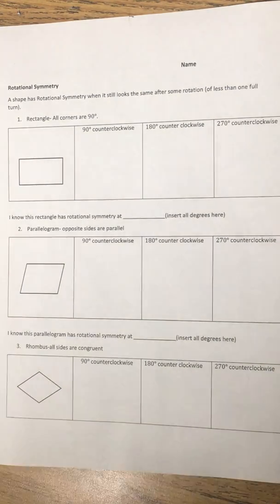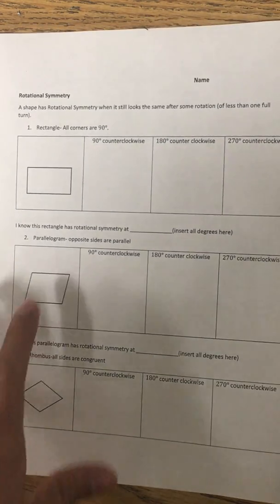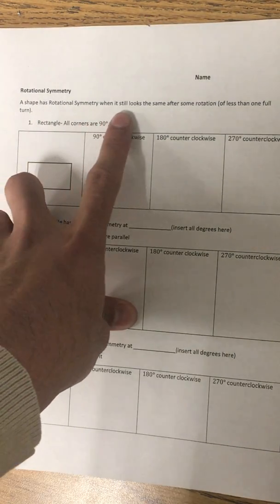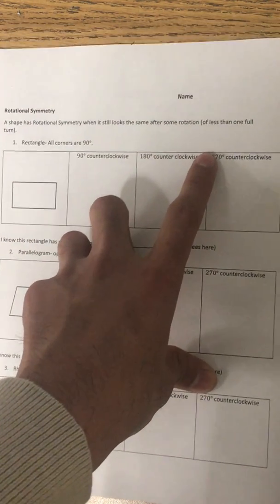Good morning, class. Today you'll be learning about rotational symmetry. Rotational symmetry is when a shape looks the same after some rotation of less than one full turn.